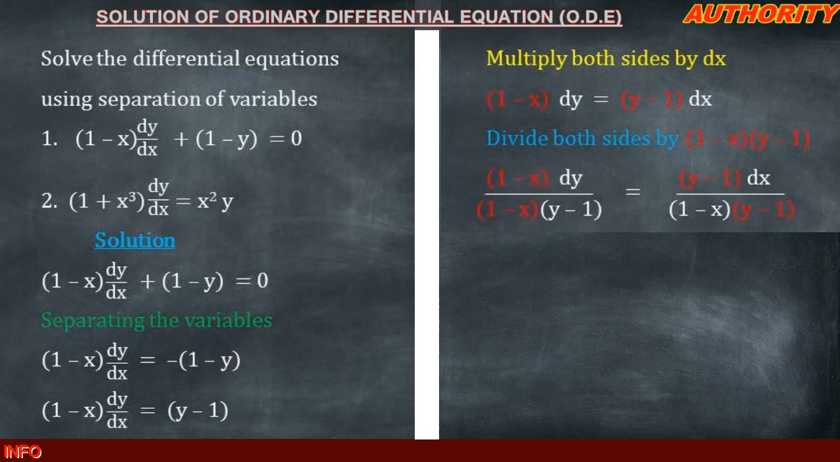On the left-hand side, (1 - x) in the numerator cancels (1 - x) in the denominator. On the right-hand side, (y - 1) in the numerator cancels (y - 1) in the denominator. After this cancellation, we are left with 1 / (y - 1) dy = 1 / (1 - x) dx. Is that true?